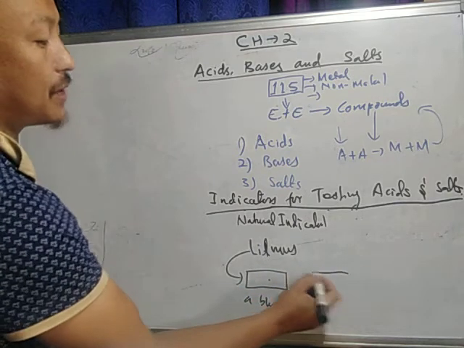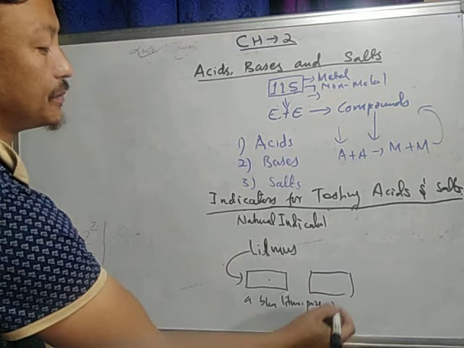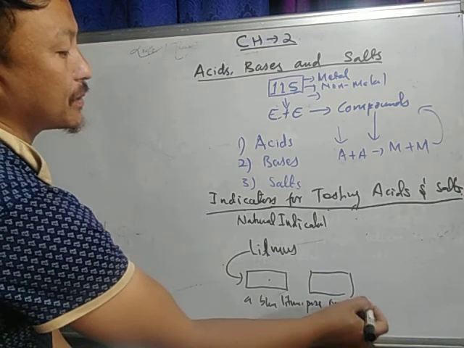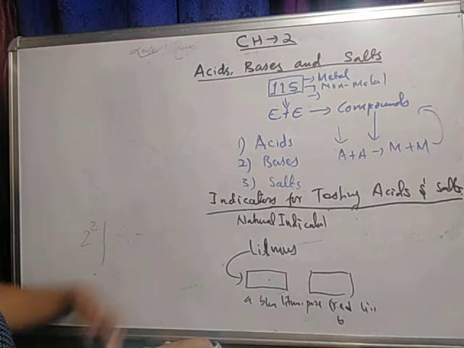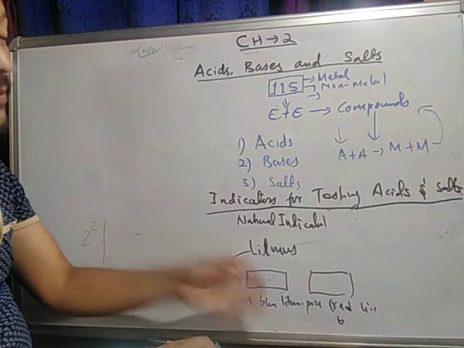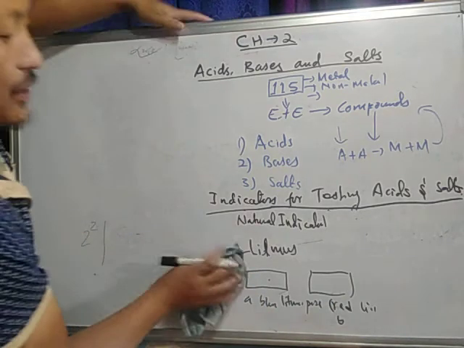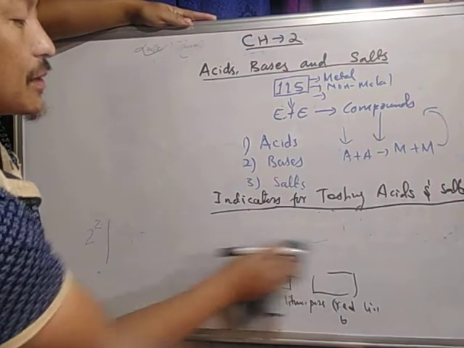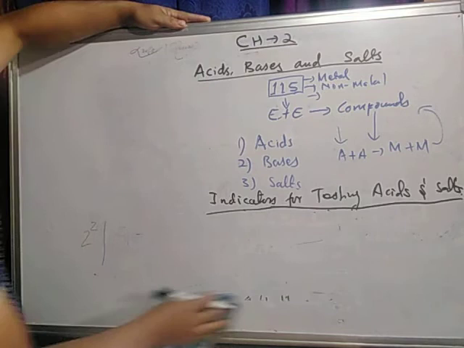The other one is red litmus. Write down red litmus paper. You get liquid also, but in our case we have paper. So next, this is your natural indicator. It's an extract from a plant.